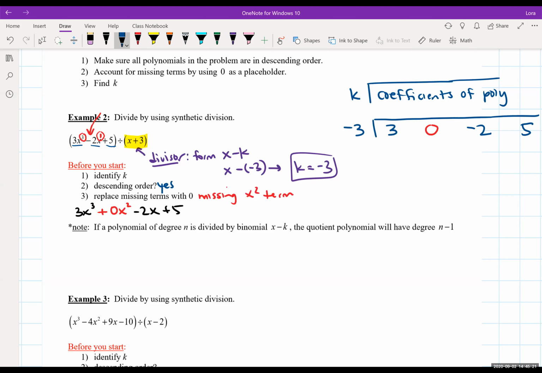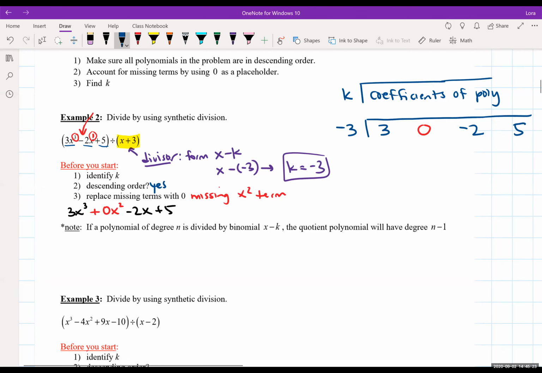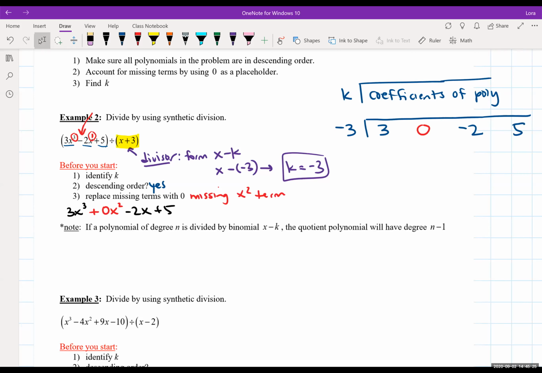So synthetic division gets rid of a lot of the variable issues. Next thing we do is we'll draw a bar underneath the coefficients that we have written. And we'll set ourselves up. So with synthetic division, the first thing you do is you're going to drop the first number below the bar. Rewrite it.